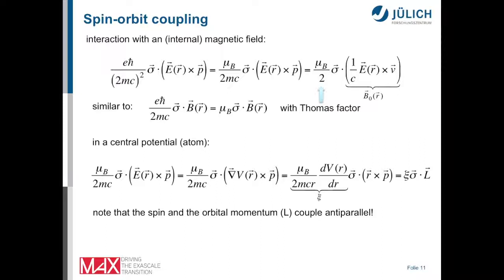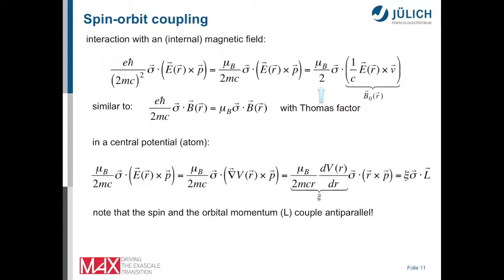In the most simple case, if you think you are in an atom, you have a central potential, then the electric field, which is nothing else than the gradient of the potential, is characterized by its direction, which is radially away from the nucleus, and the derivative of the radial part of the potential by dr, and you can collect all this material-dependent stuff here in the spin-orbit coupling constant, and what remains is sigma dot r cross p, and r cross p is nothing else than the angular momentum, and so you see it looks like coupling of a spin to an angular momentum, and this is why this is called a spin-orbit coupling.